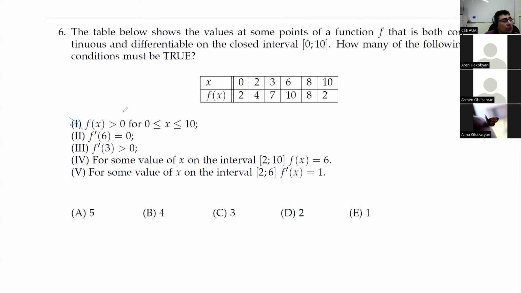It's not true, because we don't know what's going on in between 0 and 2. Maybe the function decreases from 2 to minus 96 and then jumps to 4. We do not have enough information about what's happening in between these two points. Continuous, fine. Differentiable, fine. But still the function can go below the axis and jump.